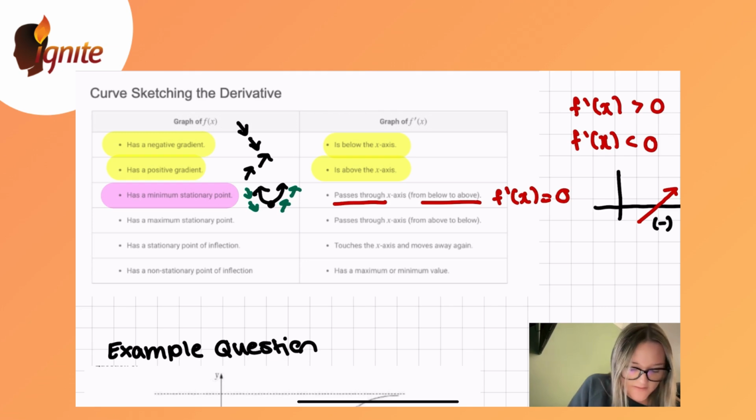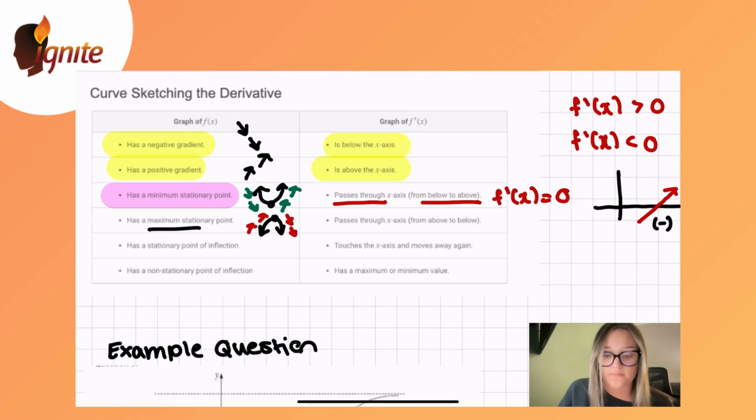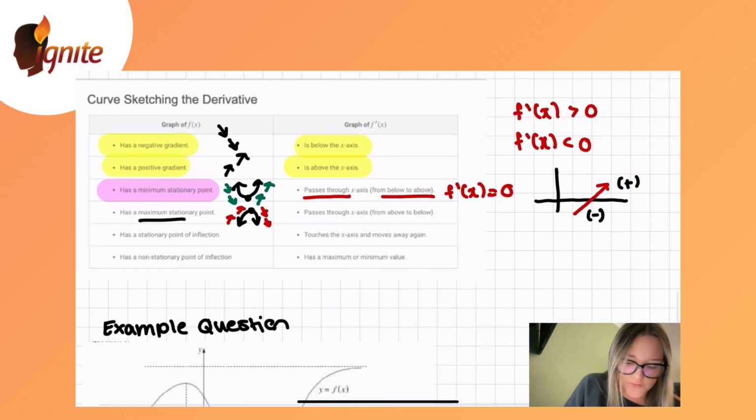Opposite for the next point here: if a graph has a maximum stationary point, we know that it's first going to be increasing, and then it turns to decreasing. So it's first above the x-axis, and then it goes below the x-axis. That's going to look something like this.